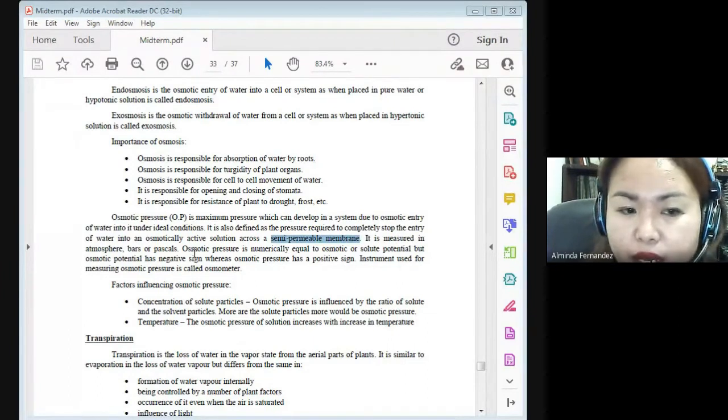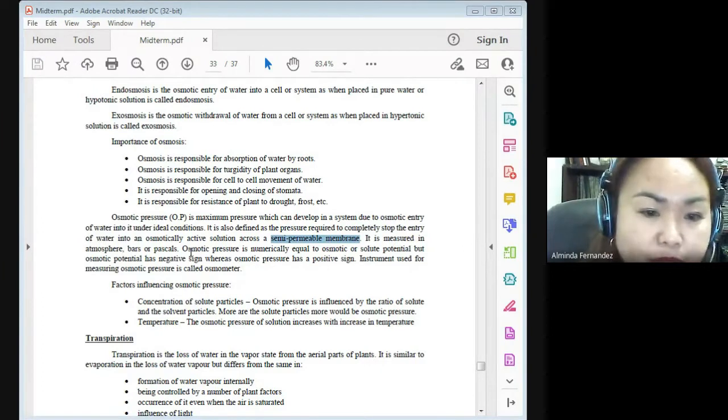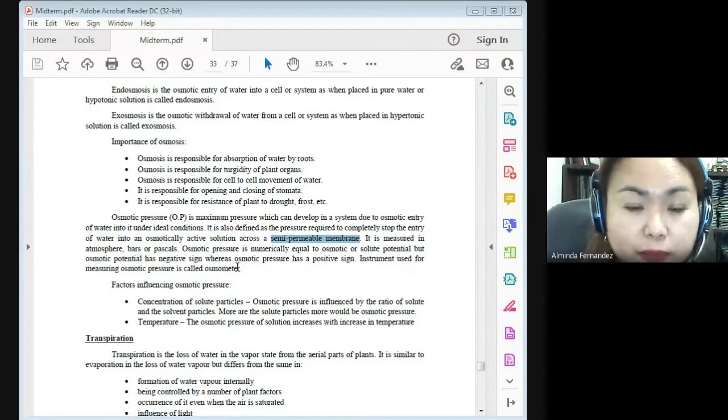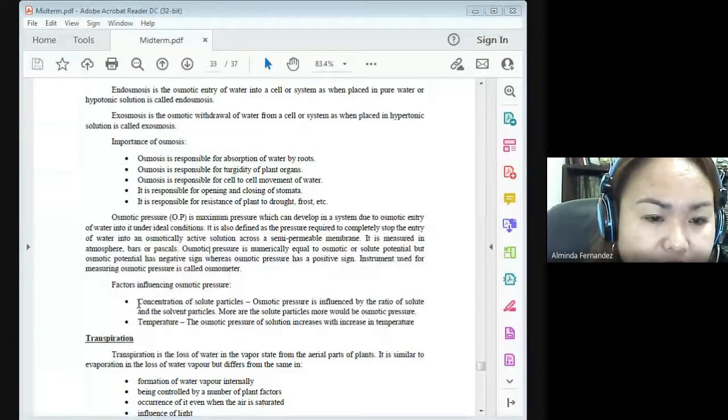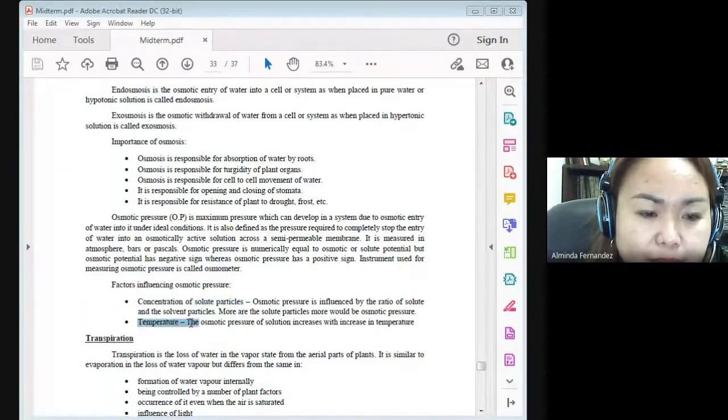membrane. So permeable membrane will allow all to pass, while semi-permeable only allows some. No? And factors affecting are the concentration ng particles and temperature.